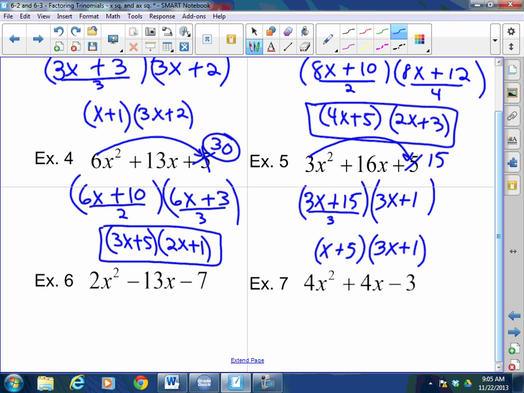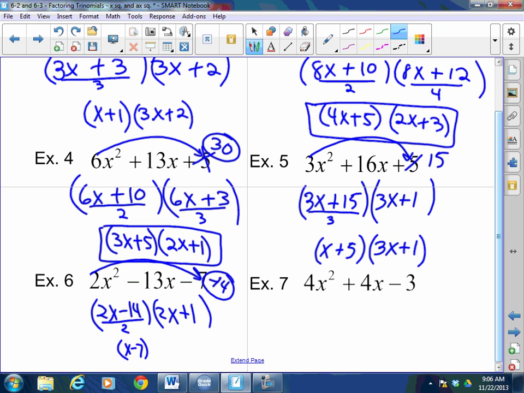Number 6, I cannot factor a GCF. So my setup, 2x, 2x. 2 times negative 7 gives me a new negative 14 as my new C. What times what is negative 14, but when added together is negative 13? Negative 14, positive 1. You guys are awesome. Imaginary factor of 2. So I got x minus 7 times 2x plus 1.